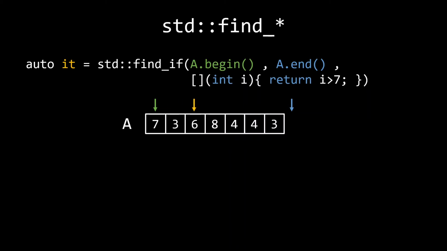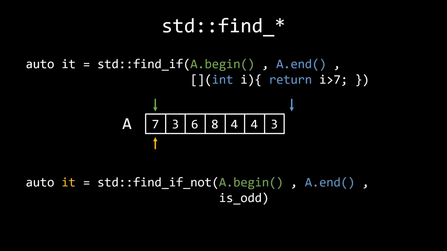Another variation on find is the find if not convenience function. This function does exactly the same as find if, but it inverts the predicate. It can be useful if you already have a predicate lying around and want to use it for both find if and find if not functions. But I must admit that I rarely use this one myself.